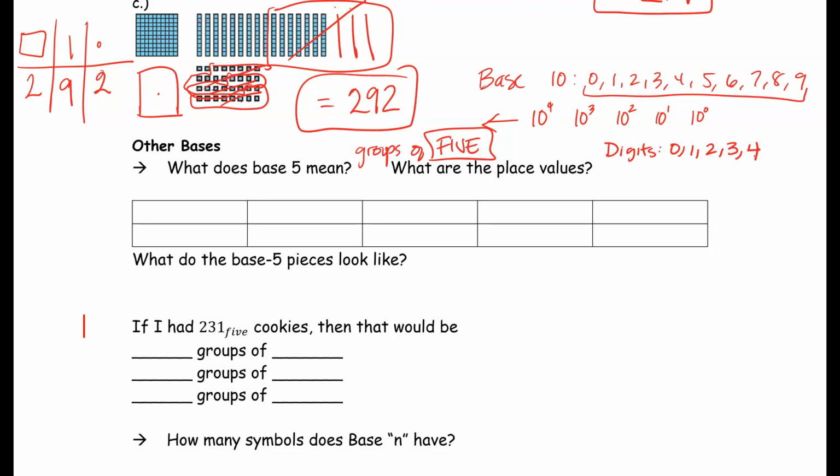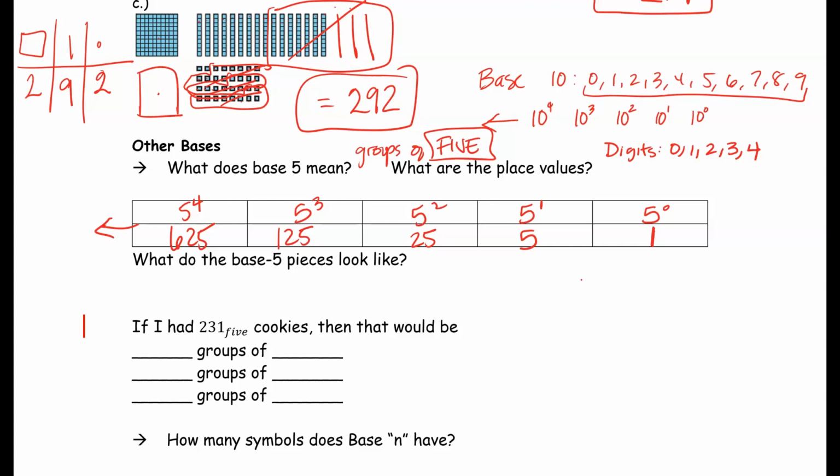So what are the place values? You'll have 5 to the 0 power, 5 to the first, 5 squared, 5 cubed, 5 to the fourth. So 5 to 0 is just 1, 5 to the first is 5, 5 squared is 25, 5 cubed is 125, and 5 to the fourth is 625. Now it keeps going. I just decided to stop there, but you can keep on going forever with those place values.